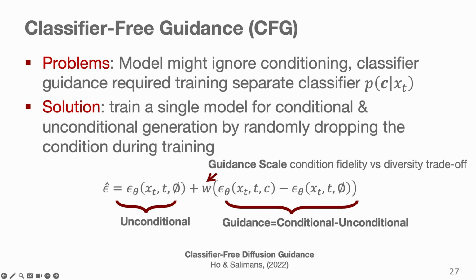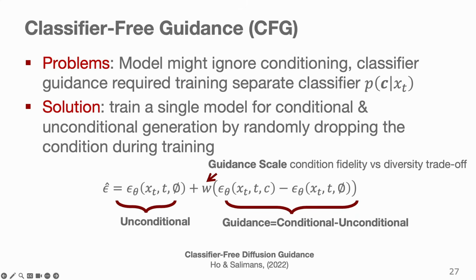Conditioning on c sounds simple, right? We can just pass it as an extra input, but there is a subtle problem. The model, similar to the VAEs, can learn to ignore the condition and learn to denoise unconditionally anyway, since that's often the easier optimization path.